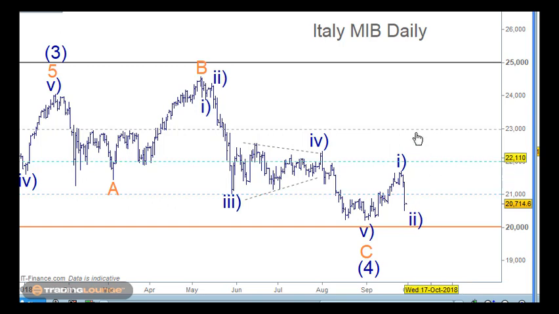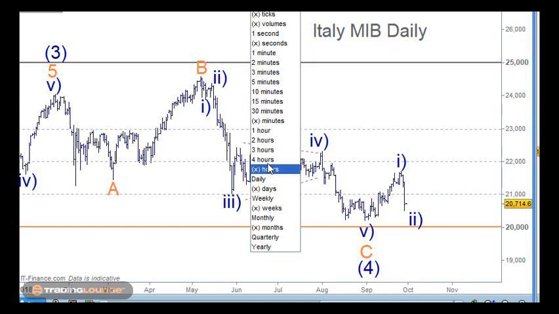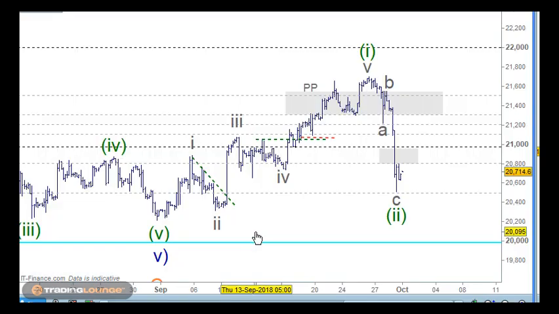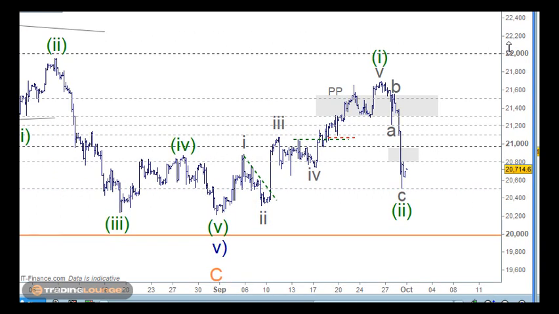So let's go to the 4-hour chart and have a look at this. With the 4-hour chart, I've gone back to the original count, which is 1 and 2 and 3 and 4, and then going up for 1 and 2 and 3 and 4 and 5 up here.